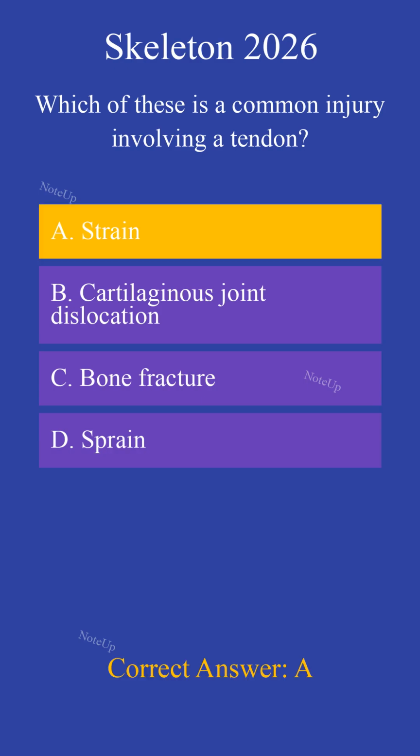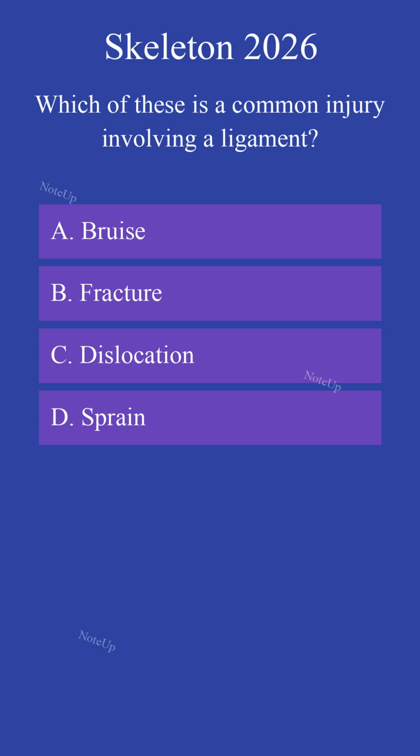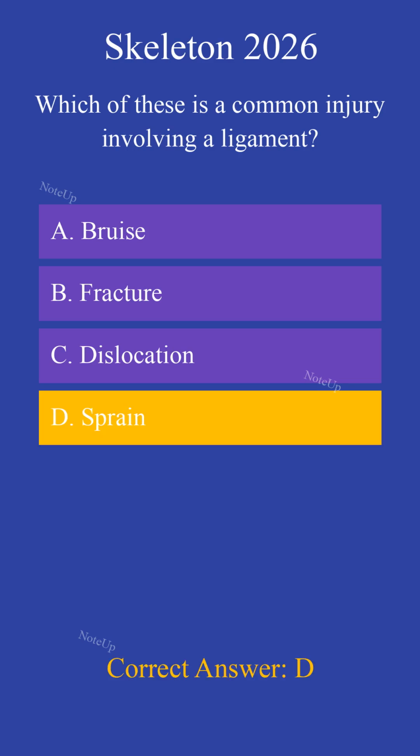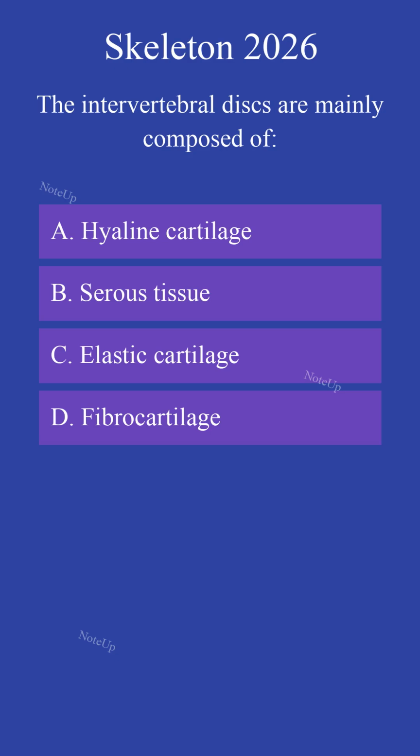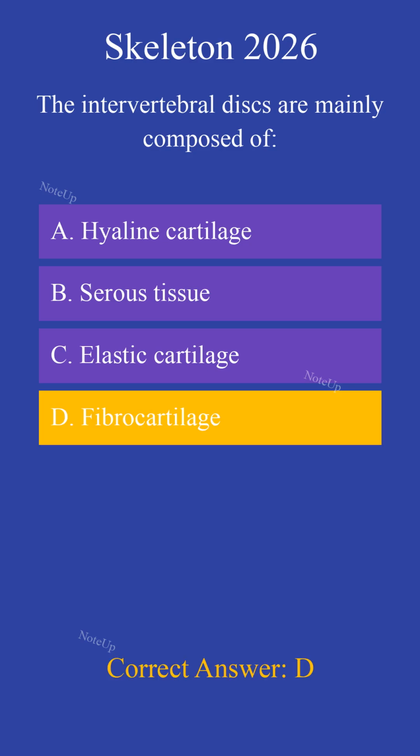The correct answer is A. Strain. Which of these is a common injury involving a ligament? The correct answer is D. Sprain. The intervertebral discs are mainly composed of. The correct answer is D. Fibrocartilage.